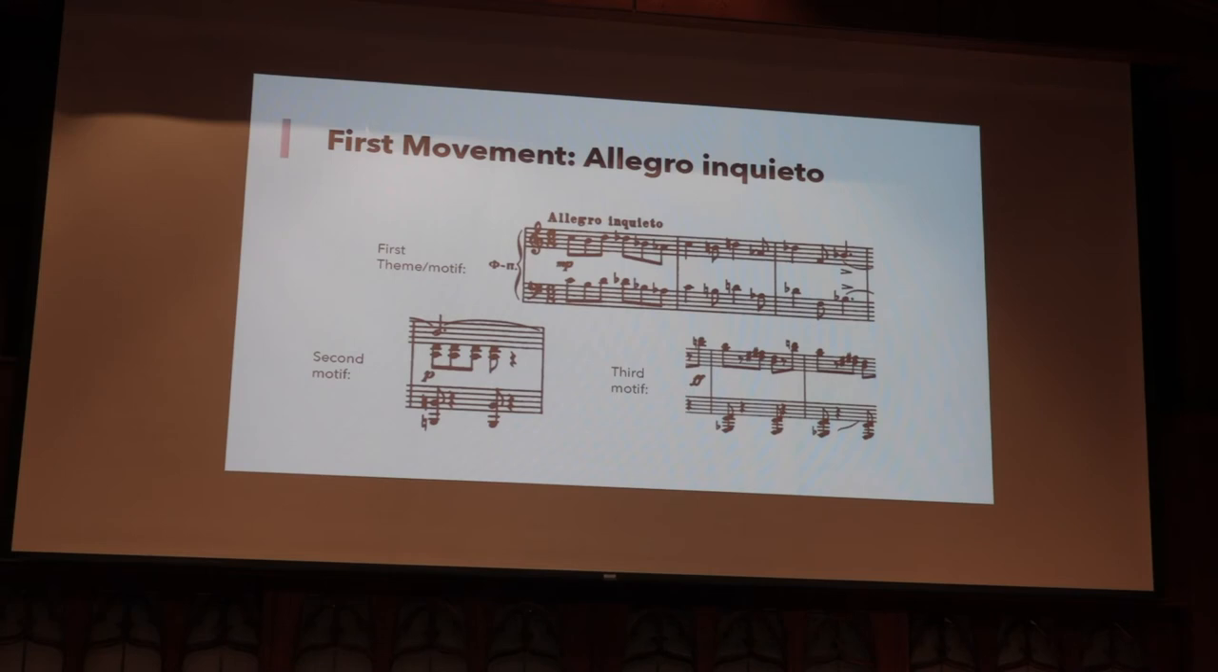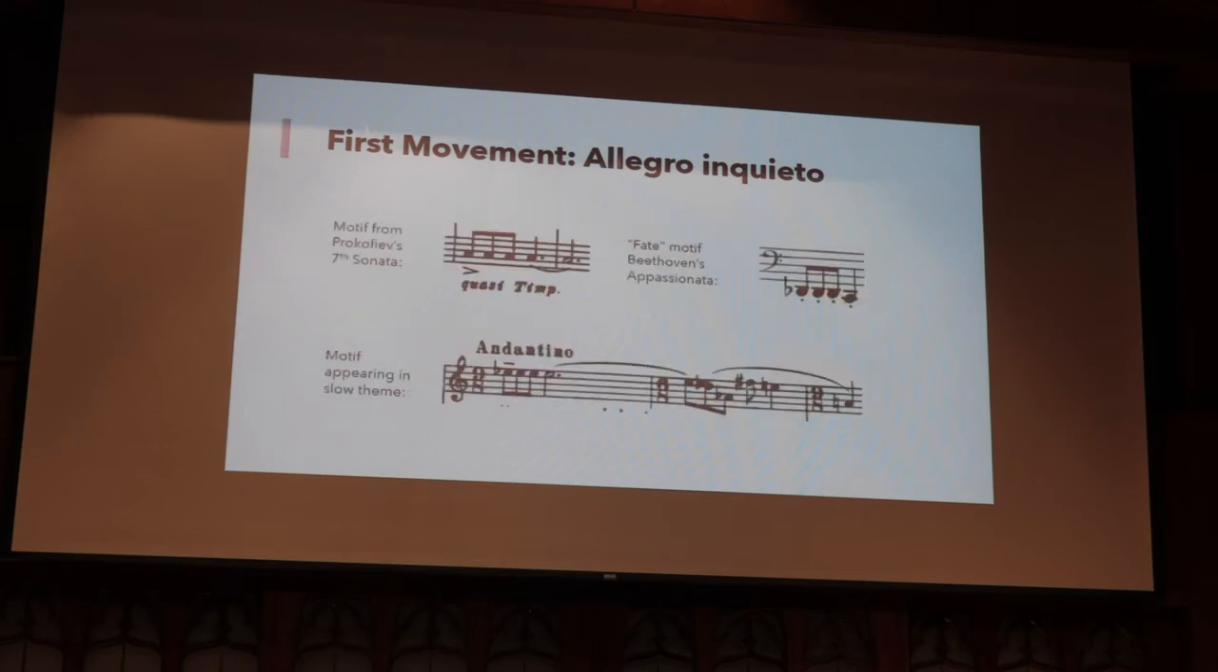The 2nd motif that you see there serves a rather percussive purpose at the beginning of the piece, but it is expanded into other forms as we go throughout this first movement, and this is the famous fate motif that appears in the Appassionata Sonata as well as his Fifth Symphony. You can see in the top right corner that this is the fate motif as it appears in the Appassionata. Then over here, this is how it appears at one point in the Seventh Sonata of Prokofiev in the first movement. Notice how he writes the quasi-timpani marking, which Rolland claims is even greater evidence of suggesting that this was inspired by Beethoven, given that this motif was also heavily prevalent in the Fifth Symphony. You see also that this fate motif is used at the beginning of the slow theme in the first movement.